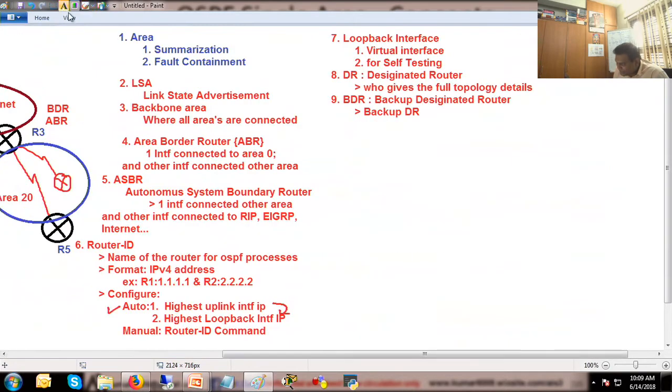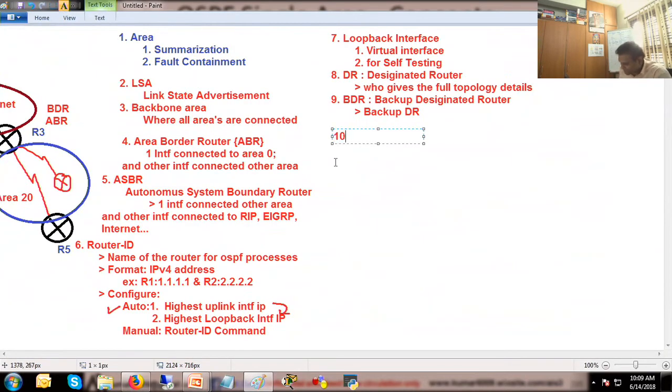How many tables does EIGRP maintain? Three: neighbor table, topology table, and routing table. How many tables does OSPF maintain? Three: neighbor database, link state database, and routing table.